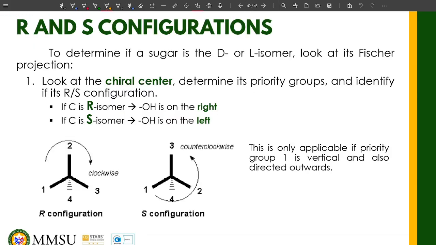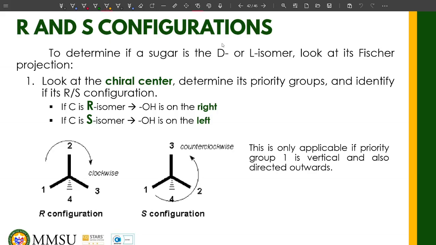And then, aside from D and L, you may also encounter the R and S configuration. I mentioned this in the amino acids video but it was not an in-depth discussion. This time, I will really discuss it. So, we can determine the D and L isomers through the RS configurations. First, we have to look at the Fischer projection. We look at the chiral center, determine its priority groups, and then identify if it is R or S configuration.